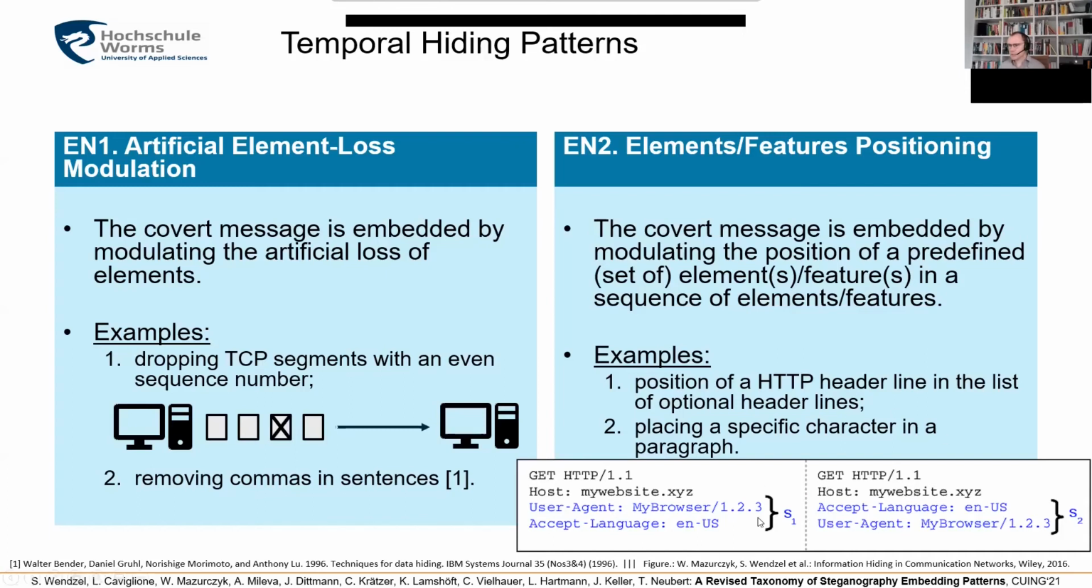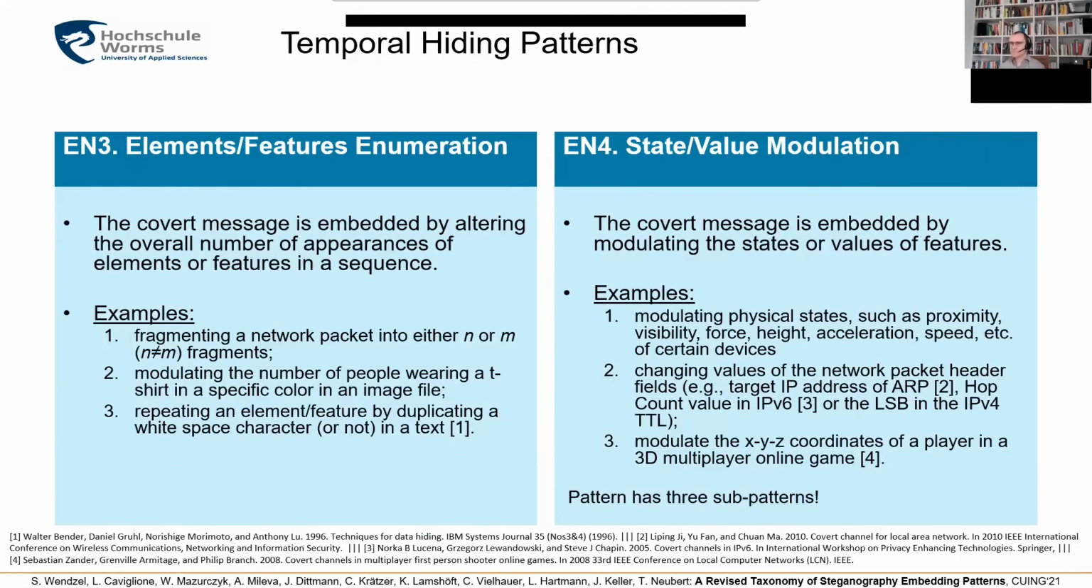So look at this example below. We could modulate the order in which these header lines appear. So first user agent or first accept language line, or we could place a specific character in some paragraph. The elements features enumeration pattern works in a way that the covered message is embedded by altering the overall number of appearances of elements or features.